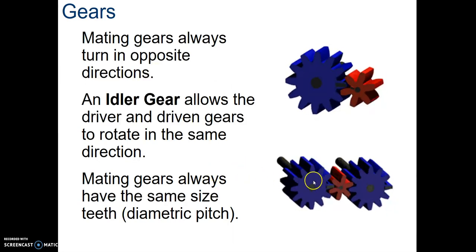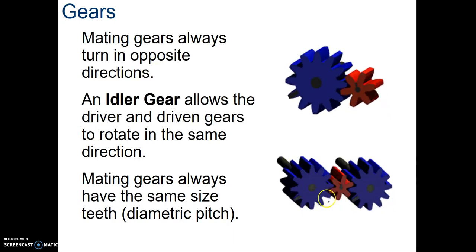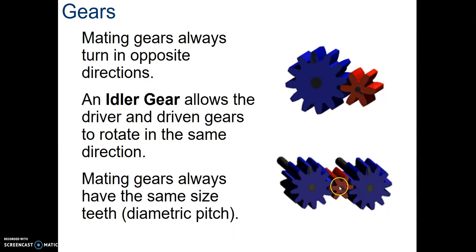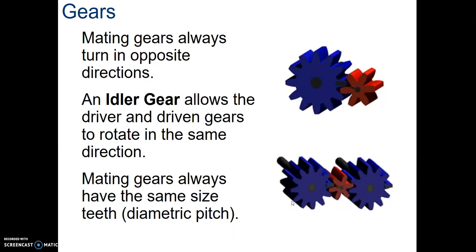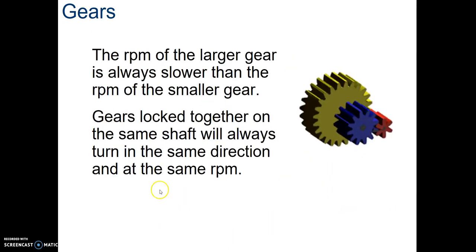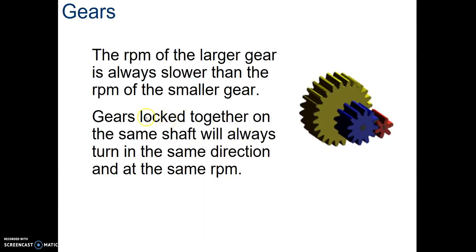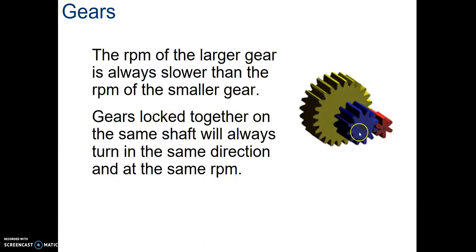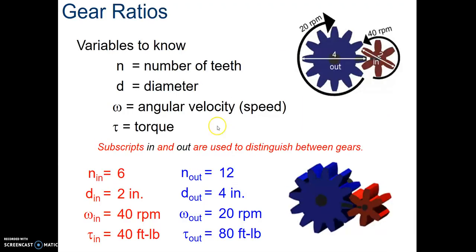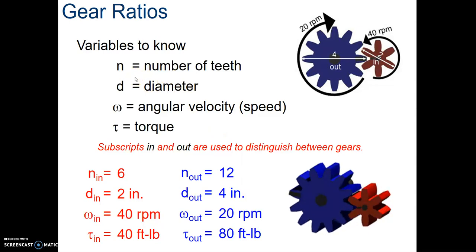Idler gears allow gears to move in the same direction. So these two blue gears are both going clockwise, and that red gear is going counterclockwise. When you mate them, make sure that size and teeth are always matching. The RPM of the largest gear is always slower than the RPM of the smaller gear. And gears interlocked together on the same shaft will always turn in the same direction and at the same revolutions per minute.